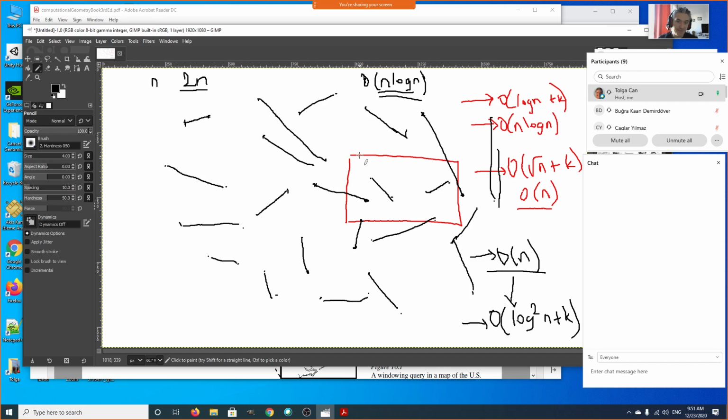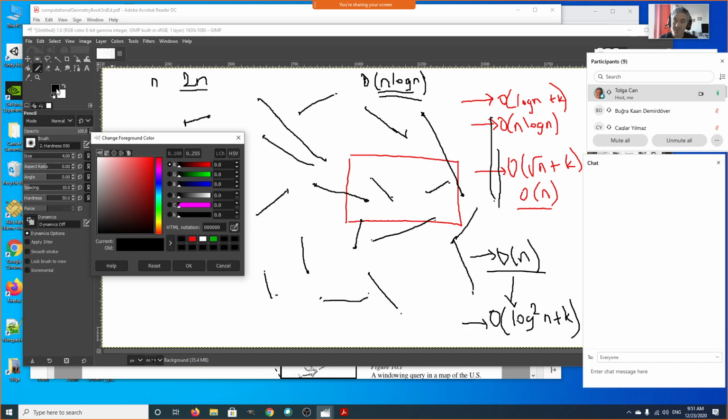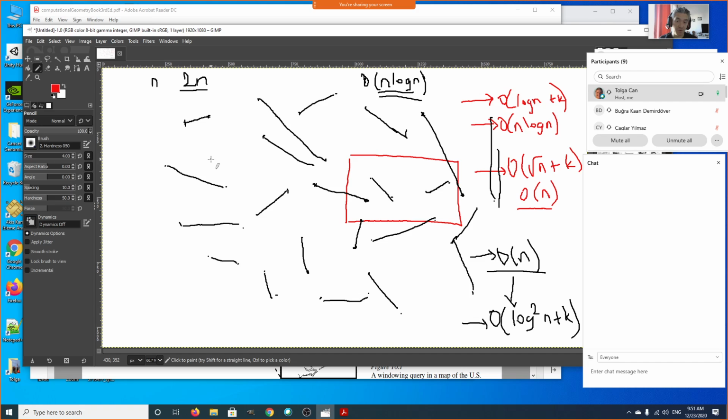But here, if this window query is going to be performed a lot, for example, it may be performed millions of times, thousands of times, another query here, another query here. If we are going to perform these queries a lot, then it makes sense to spend this one-time cost of index building and do the subsequent queries, which are a lot, in sublinear time.